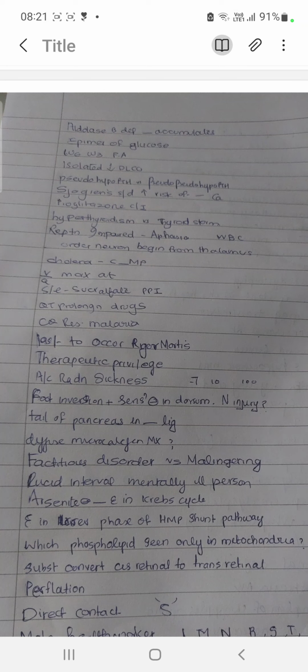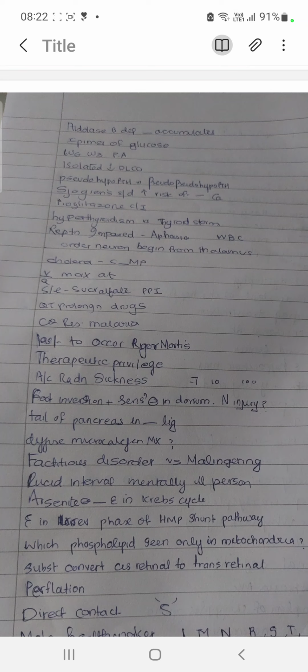Perflation is actually natural ventilation. When you open the window, that is perflation. Direct contact means it can be skin or mucosa, it can be through soil, it can be sexual transmission or transplacental transmission, or it can be droplet transmission. Whereas droplet nuclei or fomite is indirect.